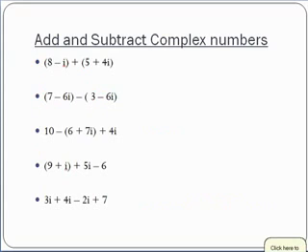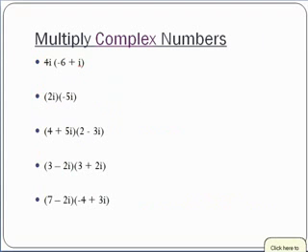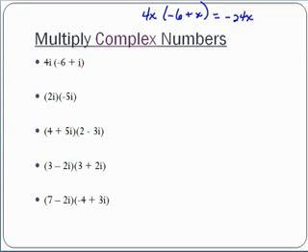Let's take a look at multiplying. To multiply complex numbers, you do it kind of like we do with any variable, maybe an x. What we would do is distribute. For example, I'm going to change this to 4x times negative 6 plus x. We take 4 times negative 6, so negative 24x, and then we take 4x times the x, so plus 4x squared. That's basically what we're doing.